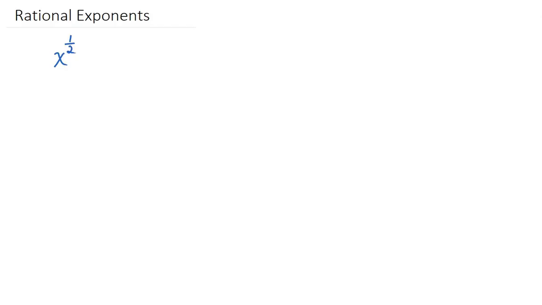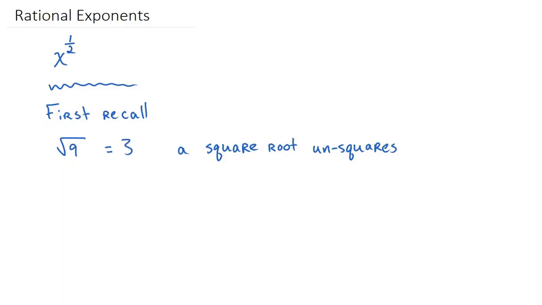So first, recall that the square root of 9 equals 3. In other words, what I want to emphasize here is that when we square root, we undo the squaring of the number. Or you could think of that as a square root unsquares.